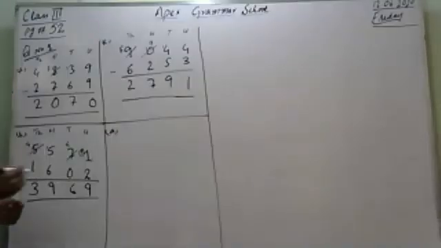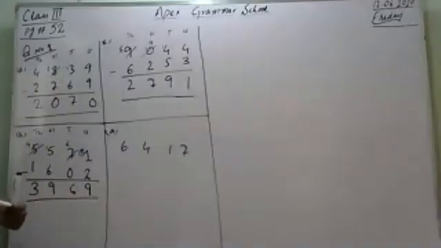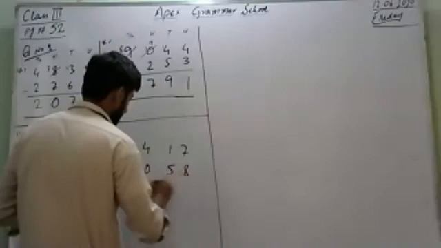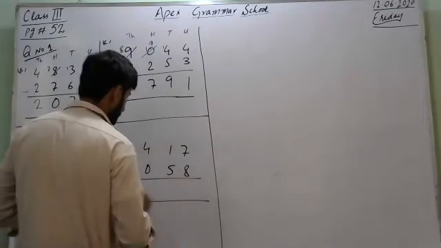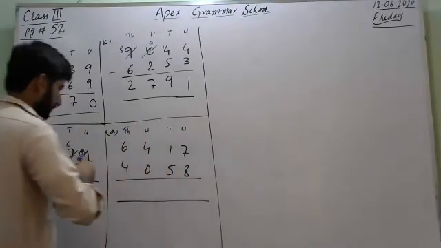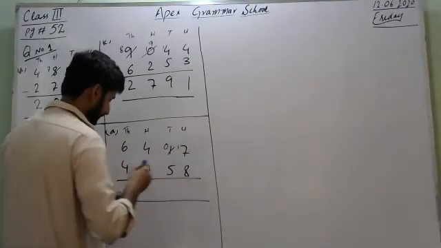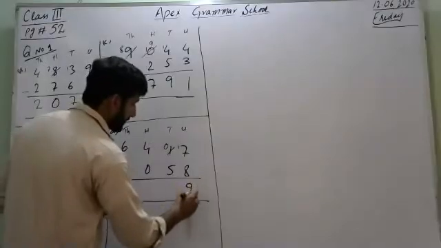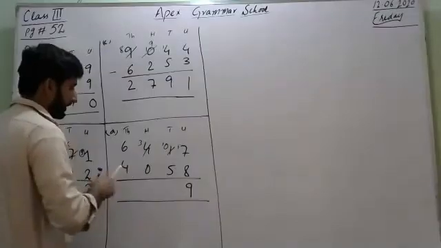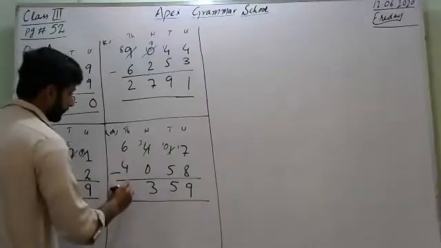D part is 6417. The next number is 4058. Seventeen minus 8, this is 9. Now 0 is smaller, we will take carry from this 4 and 0 becomes 10. 10 minus 5, 5. 3 minus 0, 3. 6 minus 4, 2.